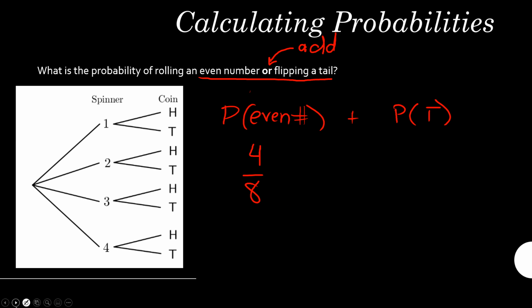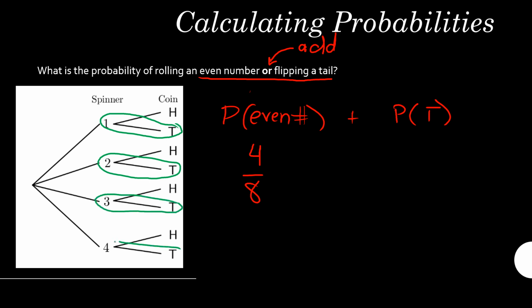And then if I look at the probability of flipping a tails, here I have 1, 2, 3, 4. So I would have 4 out of 8. Alright, so when I add these together, I would get 8 over 8, which is the same as 1.